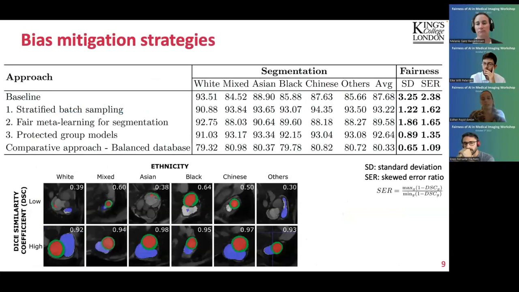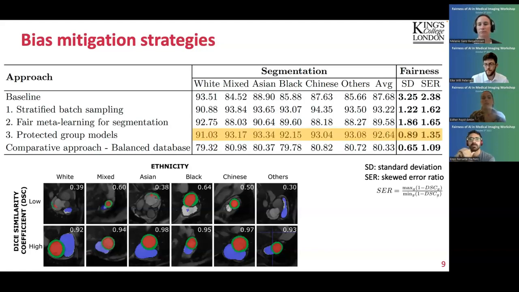And here you can see the main results. So in terms of how good the network is performing, again, as before, we are using dice coefficient. And then in terms of fairness, we are using standard deviation and skew error rate. In both cases, we want it to be as low as possible. So if we look at the baseline, it's the same as we were showing before. We have quite good numbers overall, but we see that the white population is doing way better compared to any of the minority groups.